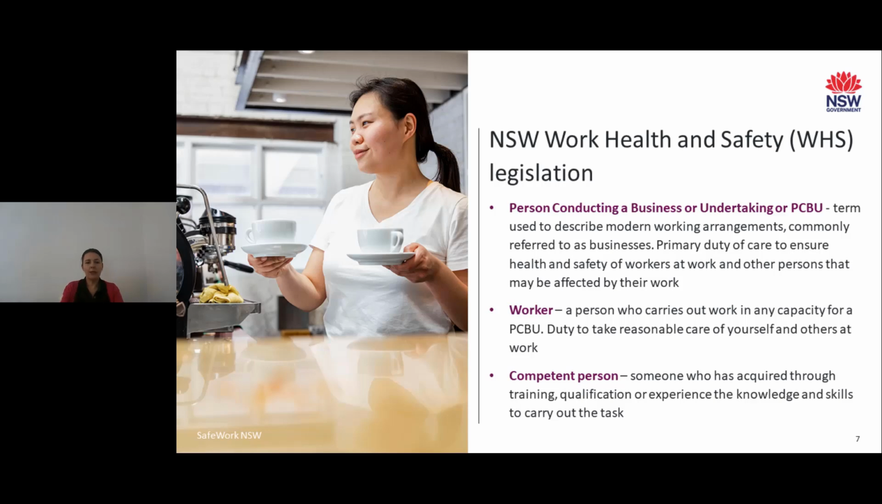As a PCBU, you have a responsibility under the work health and safety legislation to ensure the health and safety of your workers while they are at work, so far as is reasonably practicable. More detailed information can be found on our website to help you understand what is meant by the term reasonably practicable. In simple terms, it means doing what you are reasonably able to do to ensure the health and safety of your workers. This includes identifying, managing, and controlling any health and safety risks associated with your business operations.